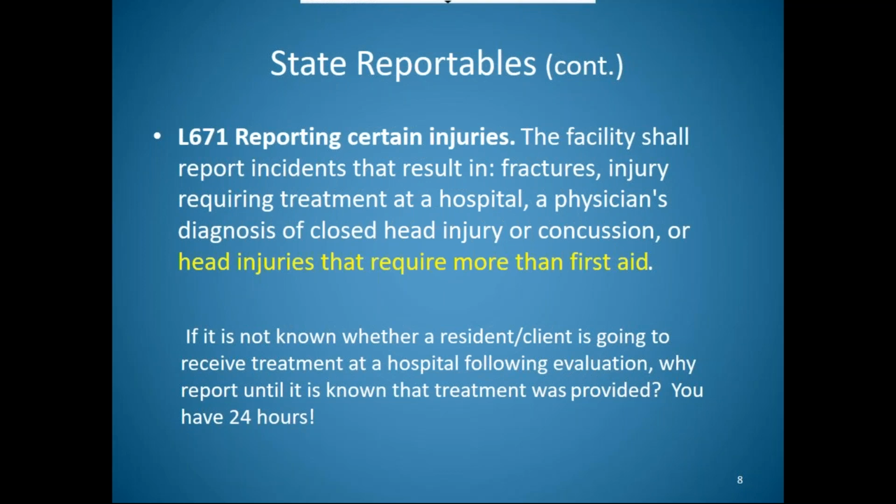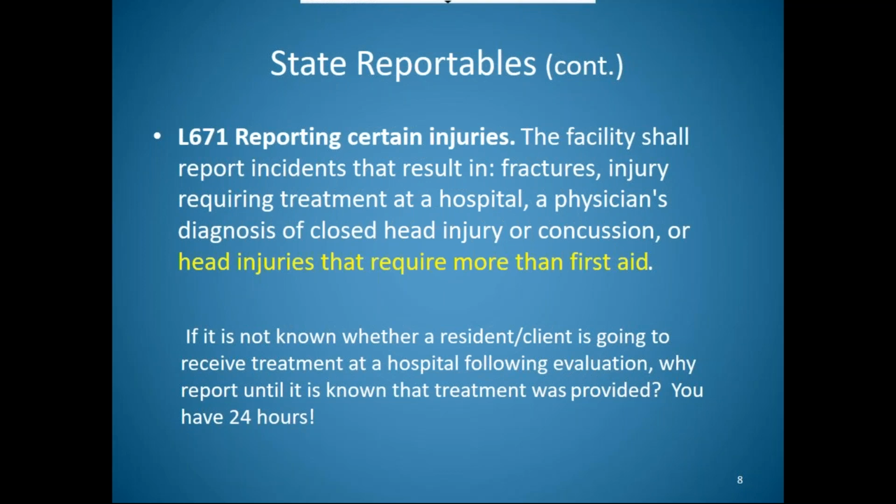Just because a resident falls and hits their head does not mean it's reportable. Just because a resident falls, hits their head, and they get a slight laceration and you put a Band-Aid on it does not make it reportable. Just because they fell, were sent to the emergency room because they had a bump on their head, they ran them through a CAT scan, diagnostic procedure, and they did not have a closed head injury or concussion diagnosis when they returned, doesn't mean it needs to be reported.